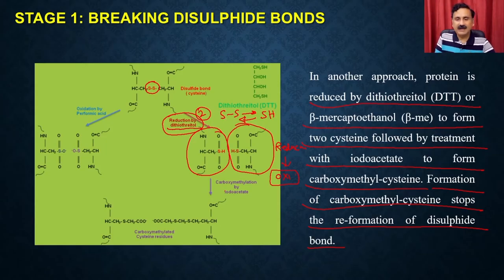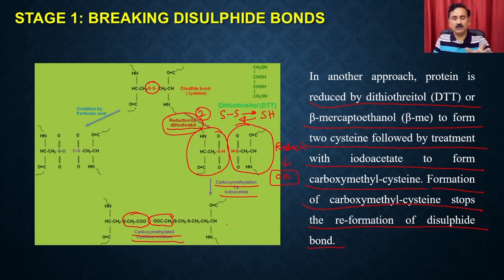To avoid that, you react this with iodoacetate. In that case, the S is tagged with this particular functional group, and that's how it forms the carboxymethylated cysteine residue. Once you have this, the two cannot come together, even if the conditions are oxidizing in nature. Now, once this is done, you can go to stage 2.